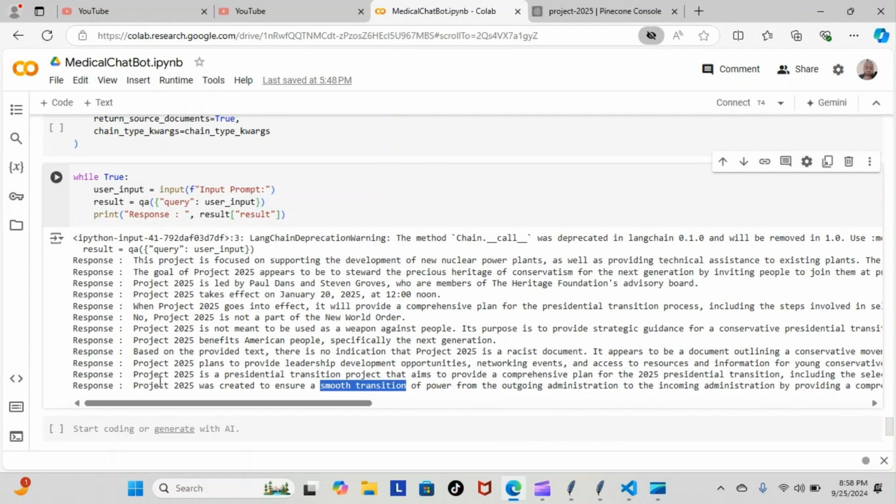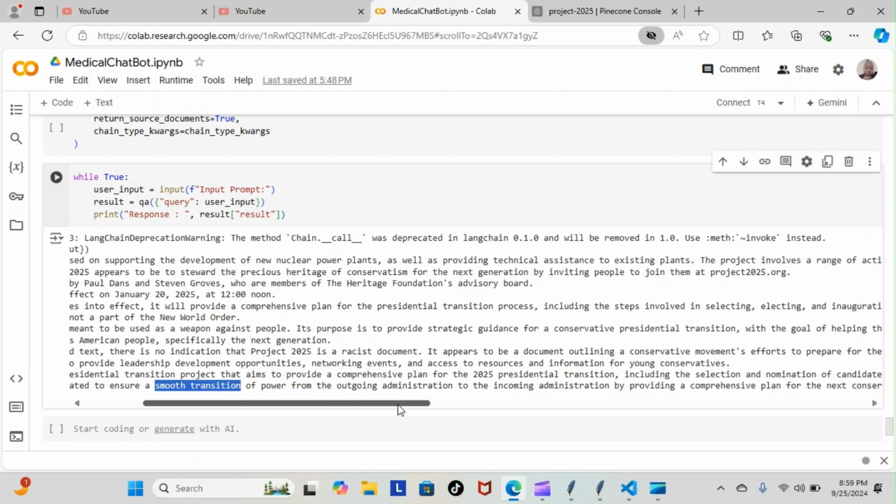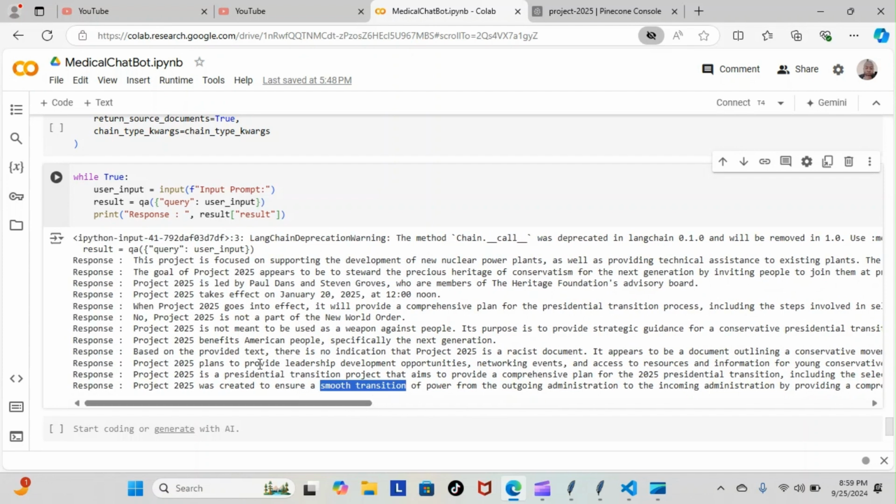Now, the last few questions, I forget what I asked them. I know I asked one of them, since they kept mentioning the next generation, what are Project 2025's plans for the next generation? I think that's this one here. And the last two, I can't remember, but I'll read them anyway. So this is the plans for the next generation. And it says it plans to provide leadership development opportunities, networking events, and access to resources and information for young conservatives. So that's what it had in store for the next generation.